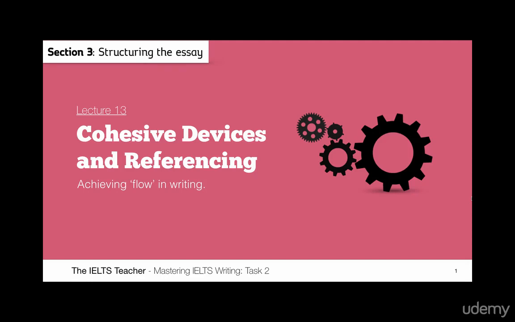Today we're going to look at a new section, and that's section 3, which is all about structuring the essay. In band descriptor terms, this is all about coherence and cohesion. And we're going to begin by looking at cohesive devices and referencing, or how to achieve flow in your writing.